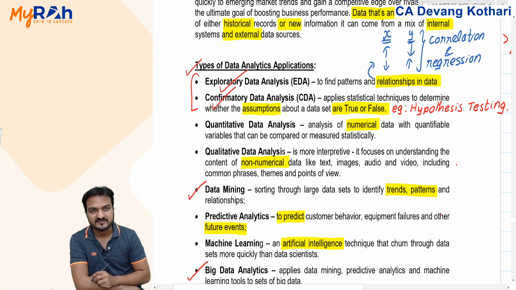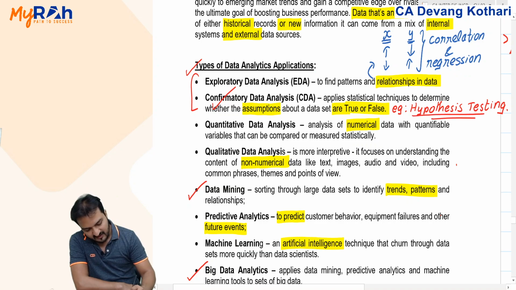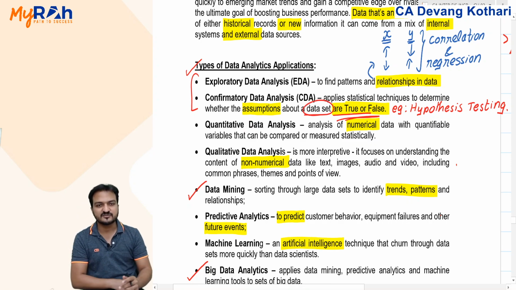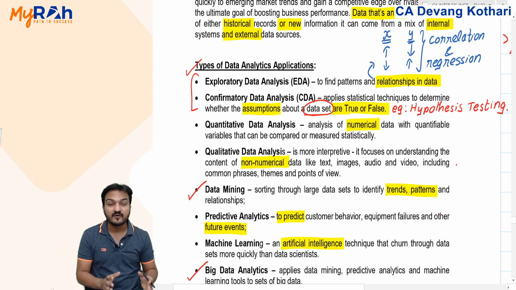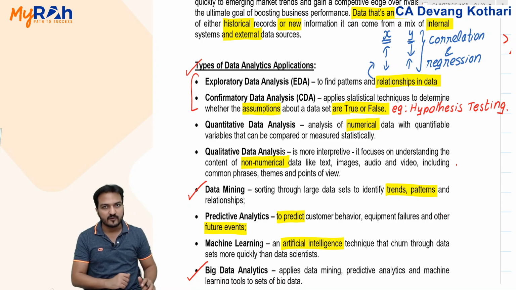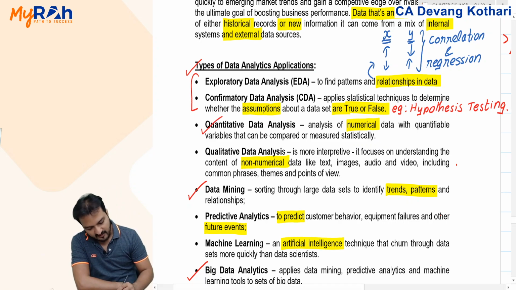Confirmatory data analysis are the software which can help you in hypothesis testing. Hypothesis testing, like these are the software where you take an assumption and the software can test whether the assumption is true or false. It will test based on some data that you have, and it will test in this data whether your assumption is true or false. Quantitative data analysis is for numerical data. Qualitative data analysis is for non-numeric data like text, images, audio, video, etc.